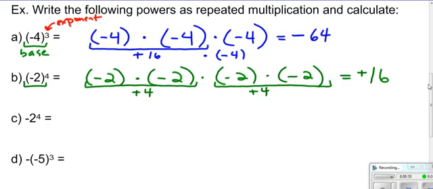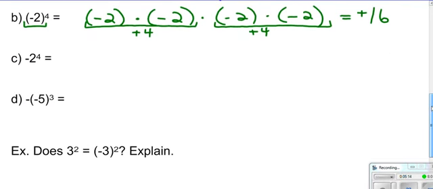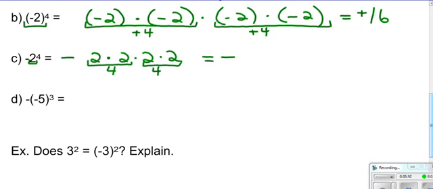Now when we look at C, B and C are very similar, except now there are no brackets on our base. And so that tells us that just the 2 is the base that gets repeated 4 times. So we have a negative 2 times 2 times 2 times 2. So it's almost like there's a negative 1 being multiplied out front. We'll explain a bit more about this after. So again, we go 2 times 2, which is 4, 2 times 2, which is 4, and we have the negative out front. So negative 4 times 4, so negative 16. So again, similar base, same exponent. However, because there were no brackets, the value is negative.